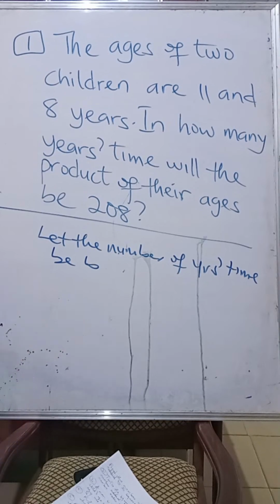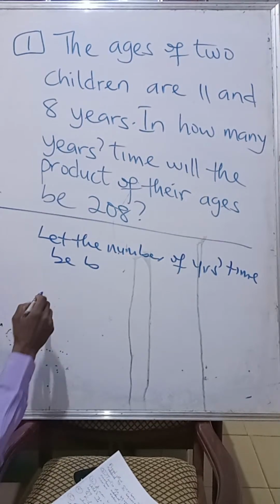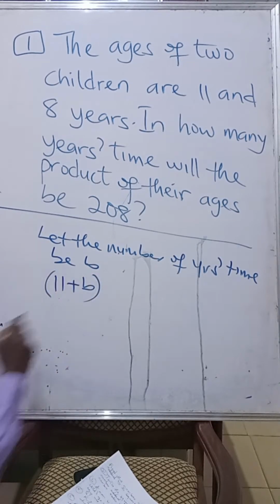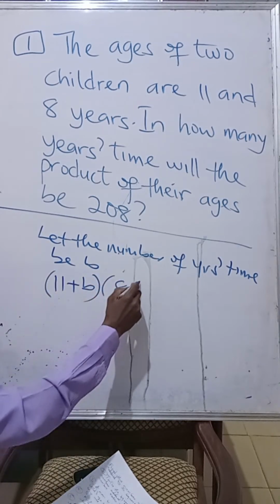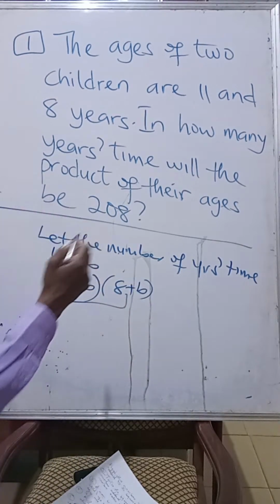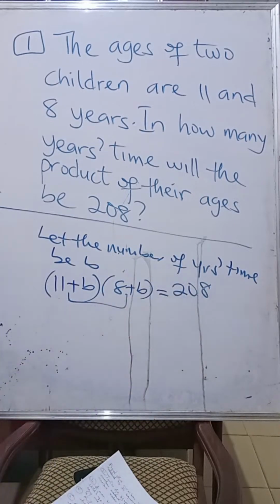This implies that if now they are 11 and 8, in the future they're going to be 11 plus b, and the second will be 8 plus b. That's the product of their ages in the future, equal to 208. So let's do the expansion.